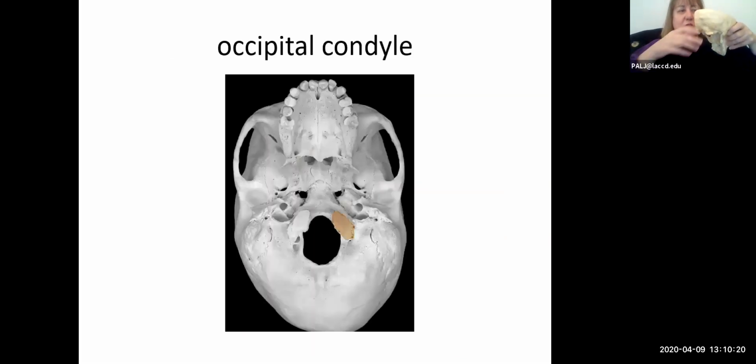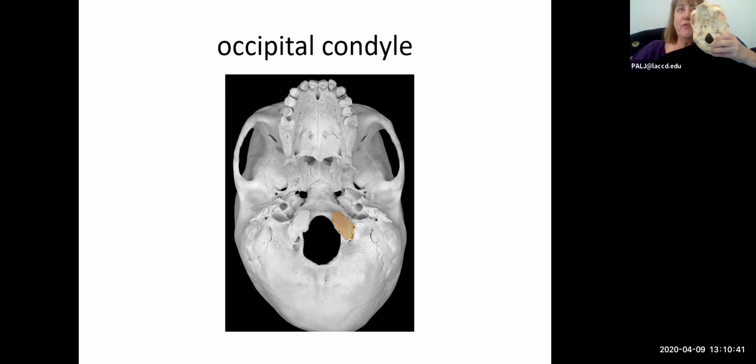Turning to the undersurface of the skull, find the big hole and look at 10 and 2 as if you were driving a car with your hands at 10 and 2 o'clock. And what you'll notice is there are some bony protuberances right there. And these are called the occipital condyle.